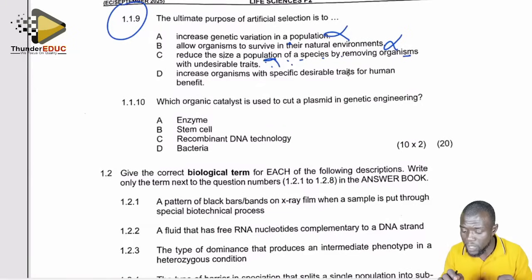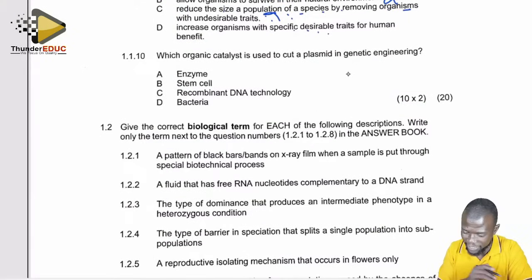Increase the organisms with the specific desirable trait for human benefit. Discard the rest. For example, milk, meat, disease resistance: different characteristics we are looking for in organisms. Talk about meat, because I like meat. All right, we continue.